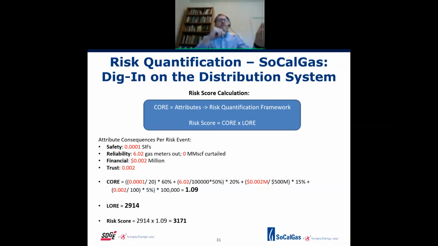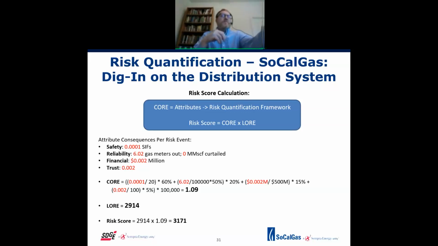But the way the core looks here is that we said, what is the consequence for gas distribution dig-ins if the event were to occur? And so for when it occurs, we think there's 0.0001 SIFs, and you can read the rest, per event. And remember how I told you earlier that there's 3 kinds of events we were looking at: the high consequence, the low consequence, and the supply line. This is a weighted average of all those because we do things at the risk level. So this is a weighted average of the consequence of the risk events.